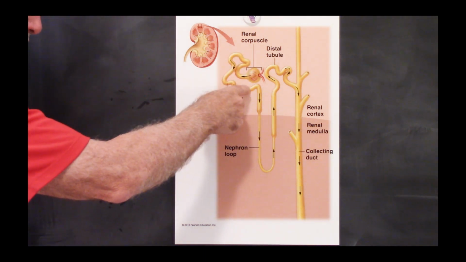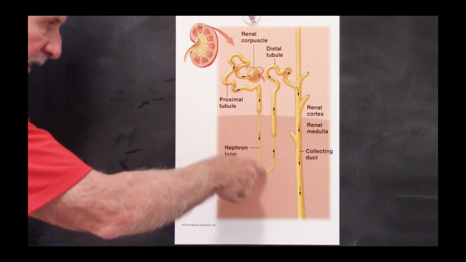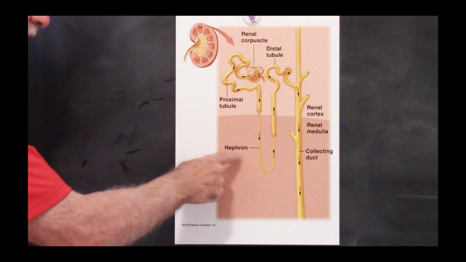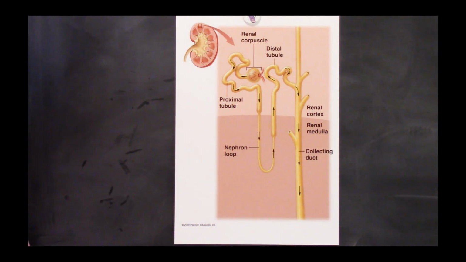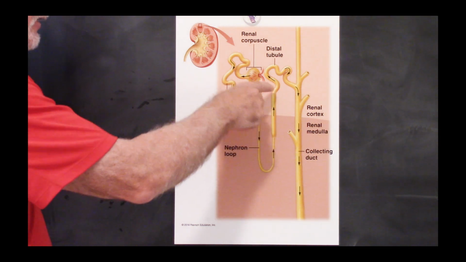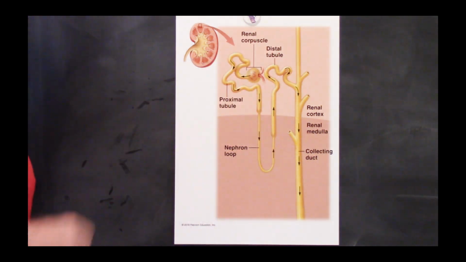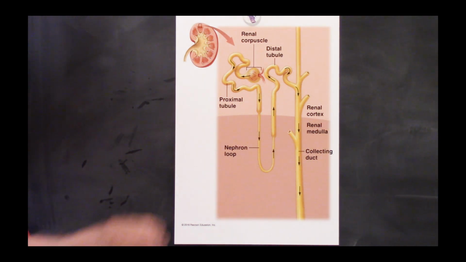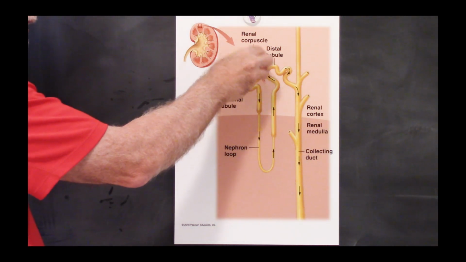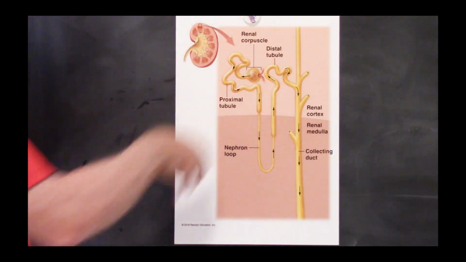And the proximal tubule becomes a loop, and that's going down and coming back up, known as the nephron loop, also called the loop of Henle. And the nephron loop gives rise to a windy tube called the distal tubule, or distal convoluted tubule. The renal corpuscle and the renal tubule together make up a nephron.